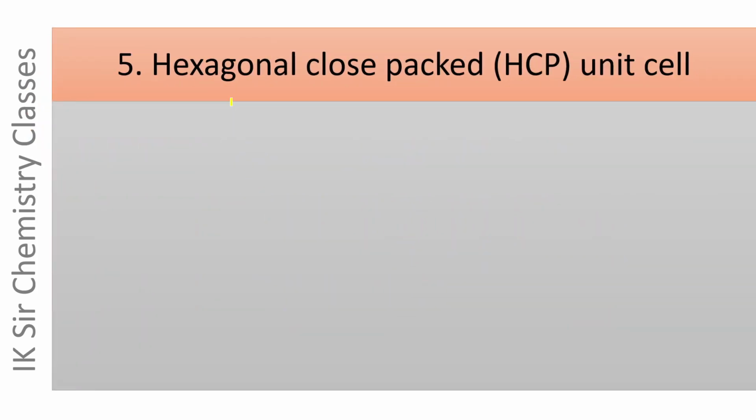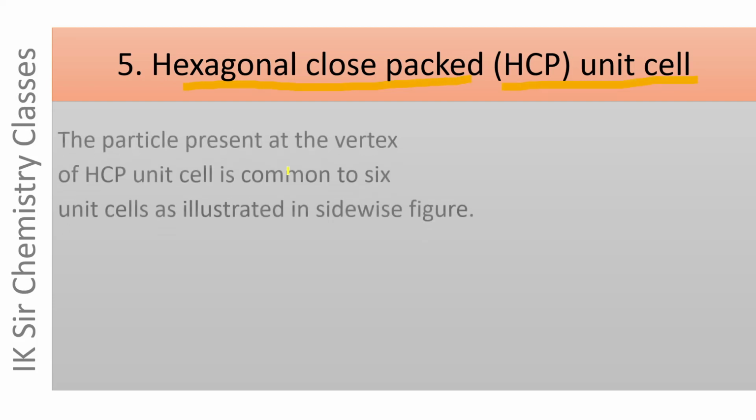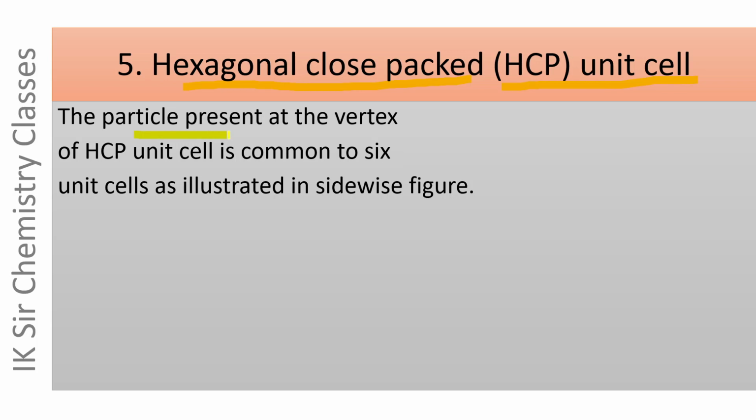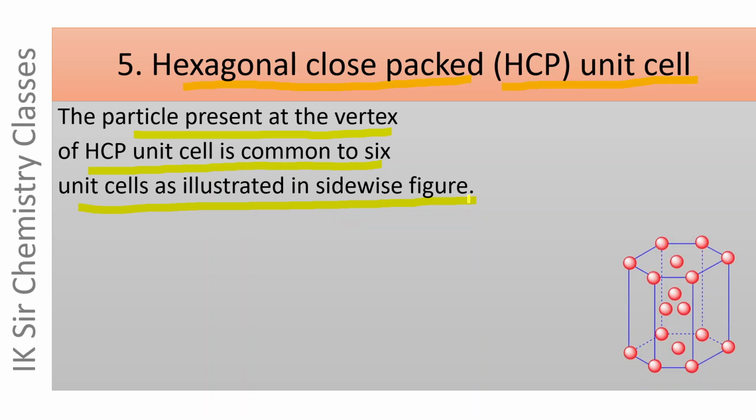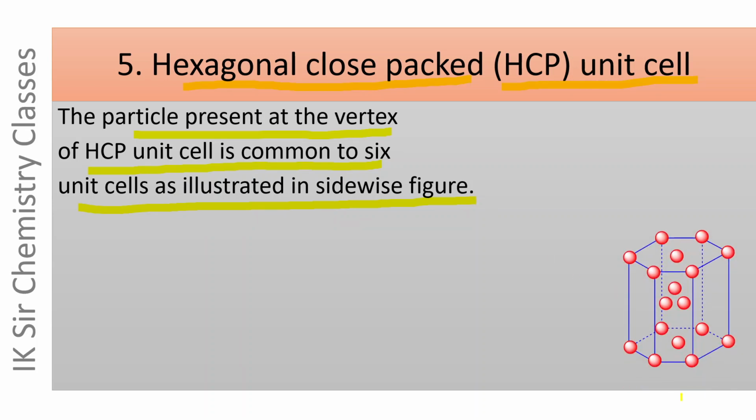And now let us consider hexagonal close packed HCP unit cell. The particle present at the vertex of hexagonal close packed unit cell is common to 6 unit cells as illustrated in sidewise diagram. This is a HCP unit cell. This particle is present at its vertex.